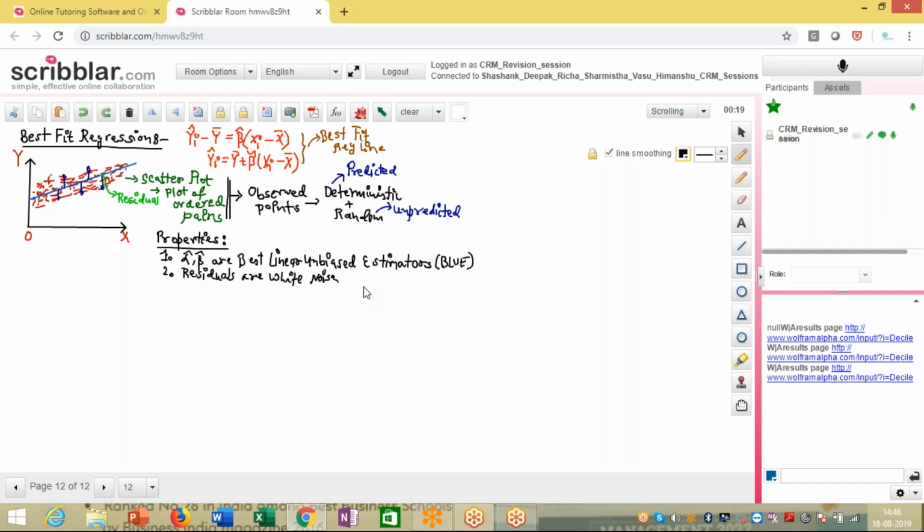So the question that comes out over here is how do we do this? The first test that we introduce over here is the test of the best linear unbiased estimator, right? So let's have a very quick look into this.